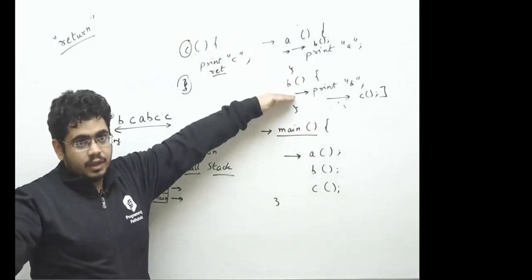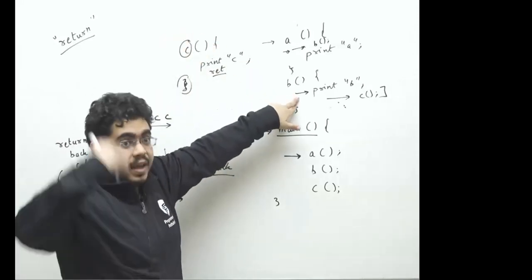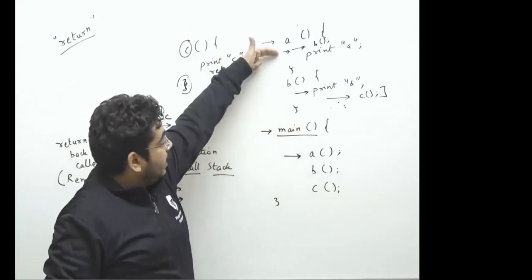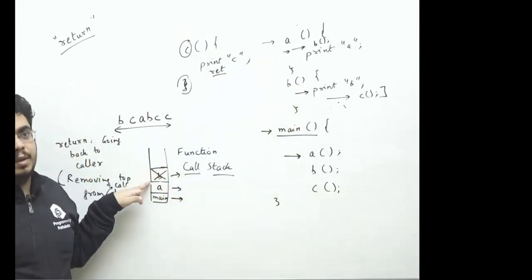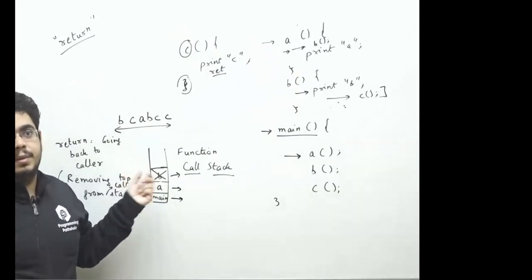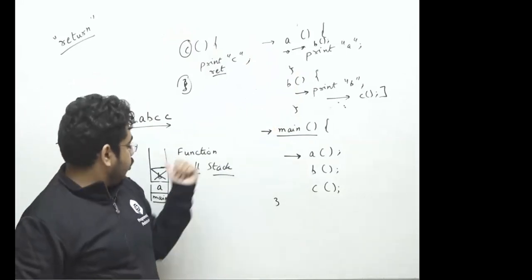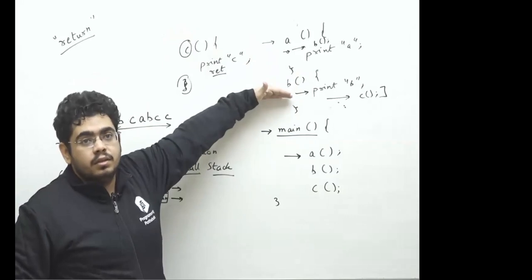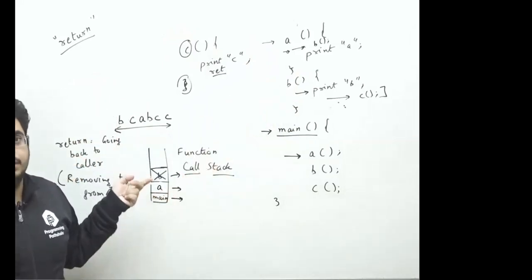In that particular case, my callers are only now A and main. B is no longer my caller, so I will remove it. Am I making sense? Because I am at B, I have gone one step back. So it should store at the top who has called B. Who has called B? A has called B, right? Not B has called B.